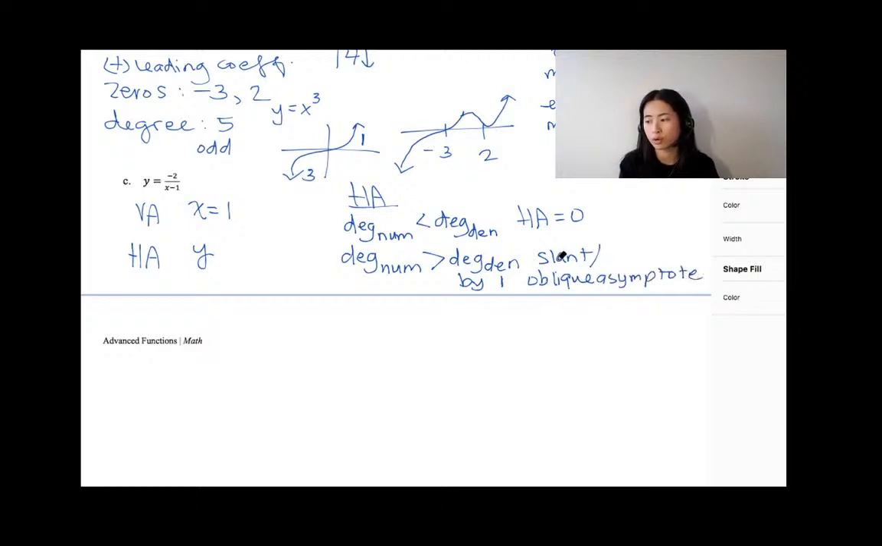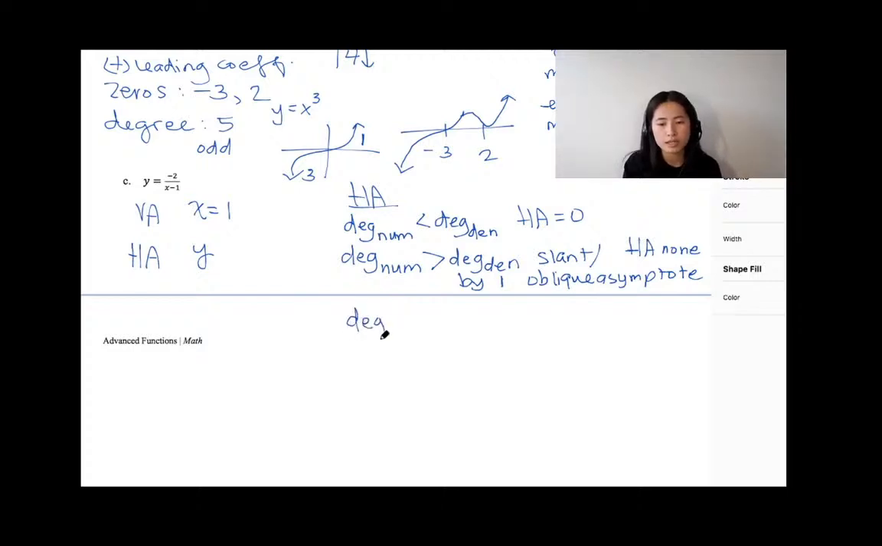So that's what you look for. But in this case, degree of the numerator greater than the degree of your denominator, horizontal asymptote is none. Even if it's greater by just 1, if the degree of your numerator is greater than the degree of your denominator, your horizontal asymptote is none, not 0.